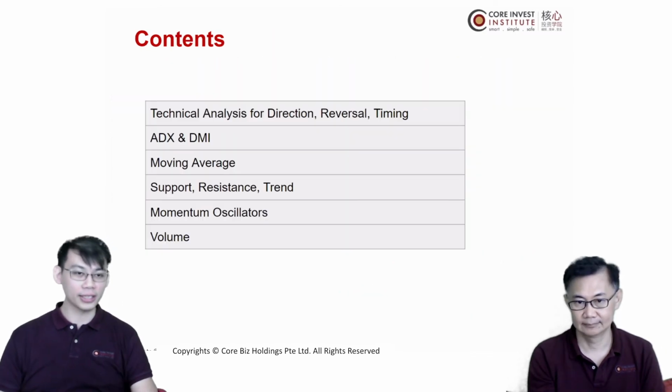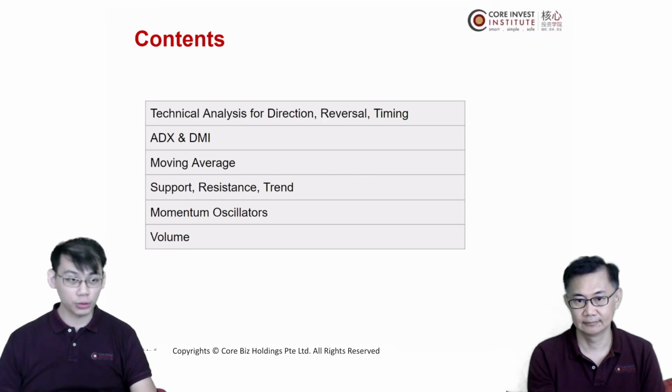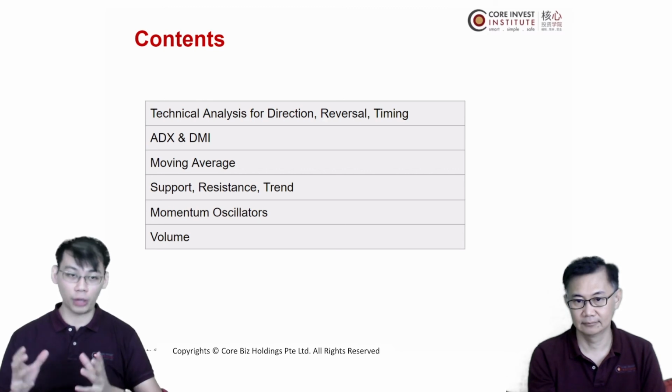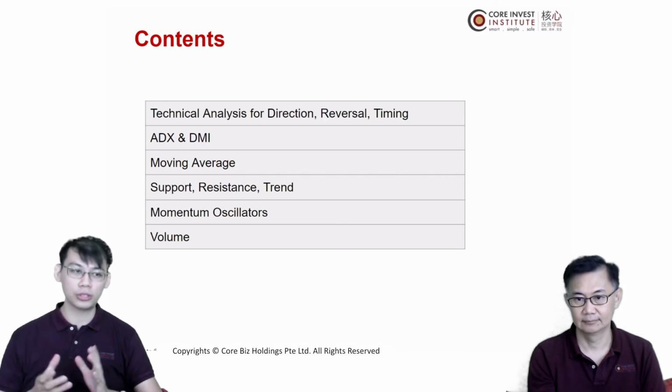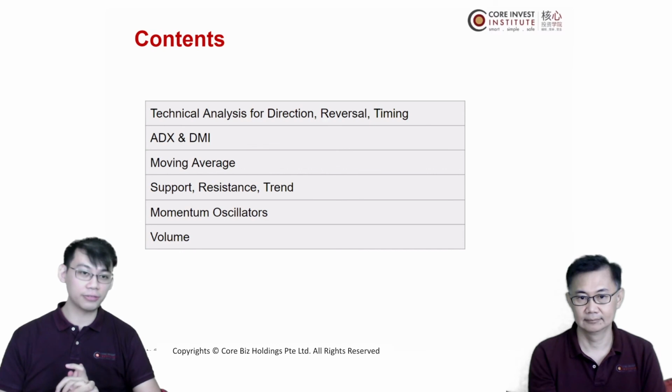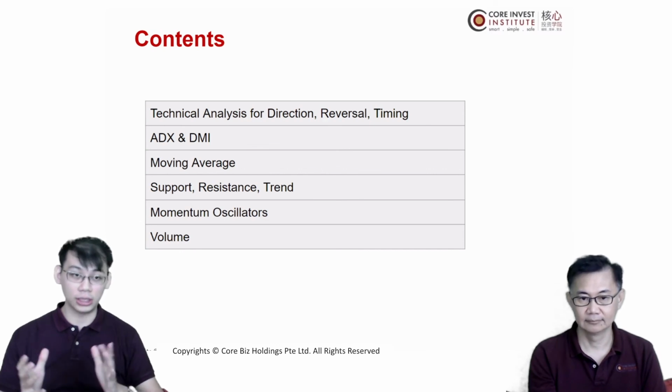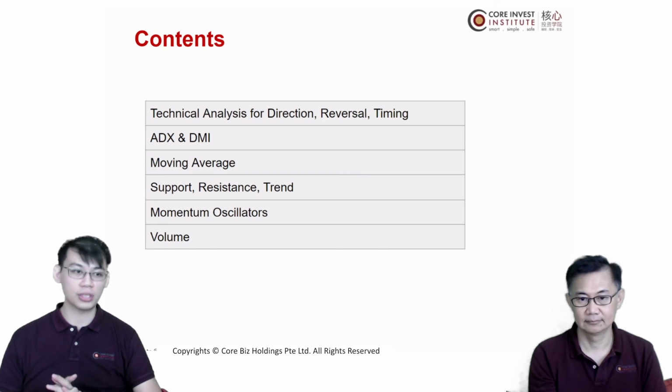This is a summary again from what we have shared today. We talk about the direction, reversal, timing on technical analysis using historical data to try to predict the future. We also share with you the other 5 different hot indicators: the ADX, DMI, the moving average, support, resistance, trend, momentum, oscillators, as well as volume.